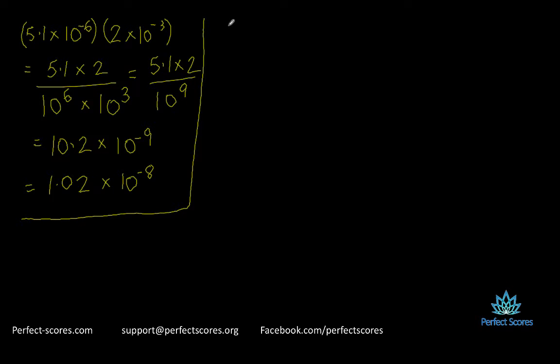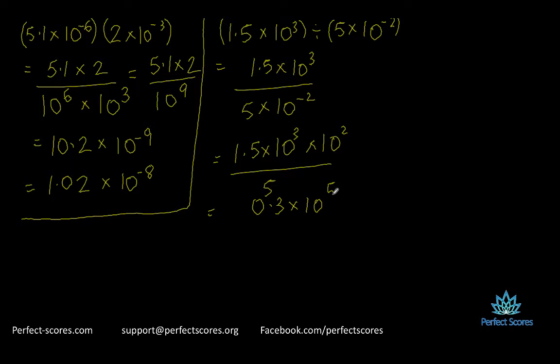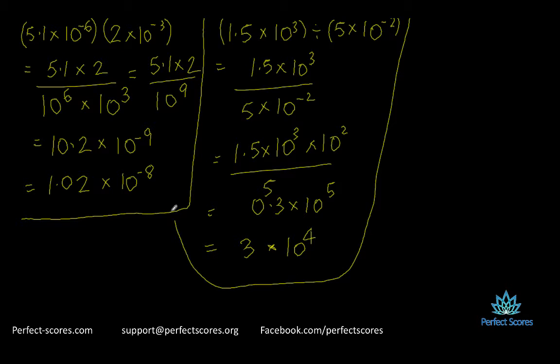Let's have a look at how we divide. So let's say you have 1.5 into 10 raised to the power 3 divided by 5 into 10 raised to the power minus 2. Because it carries a negative sign, this can go up. So it becomes like this. And you can actually add these powers. So you're left with 0.3 into 10 raised to the power 5. Or if you want to shift the decimal to the right side, you subtract 1 from the power, which is this. So this becomes your answer.